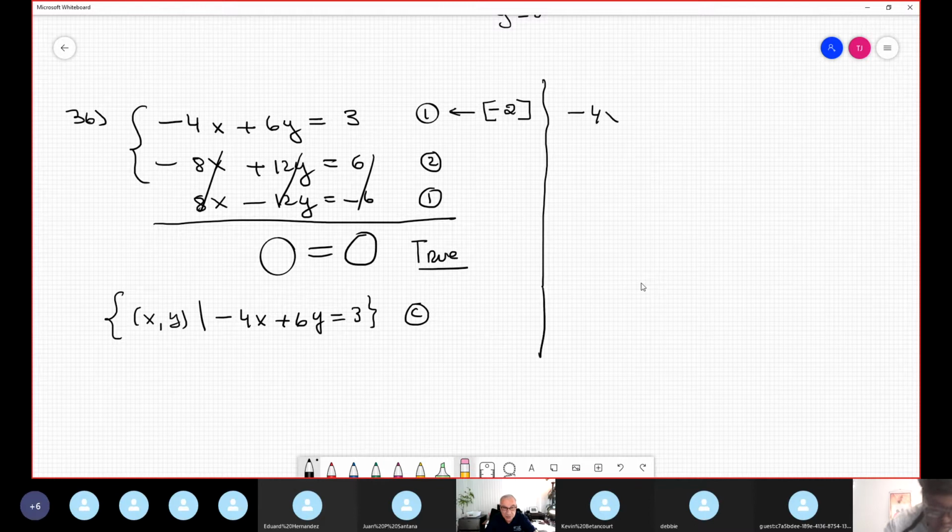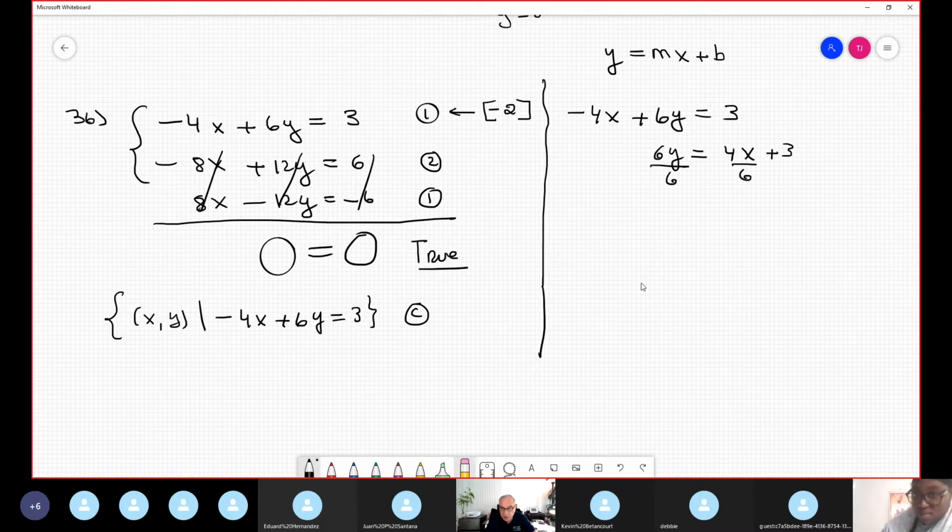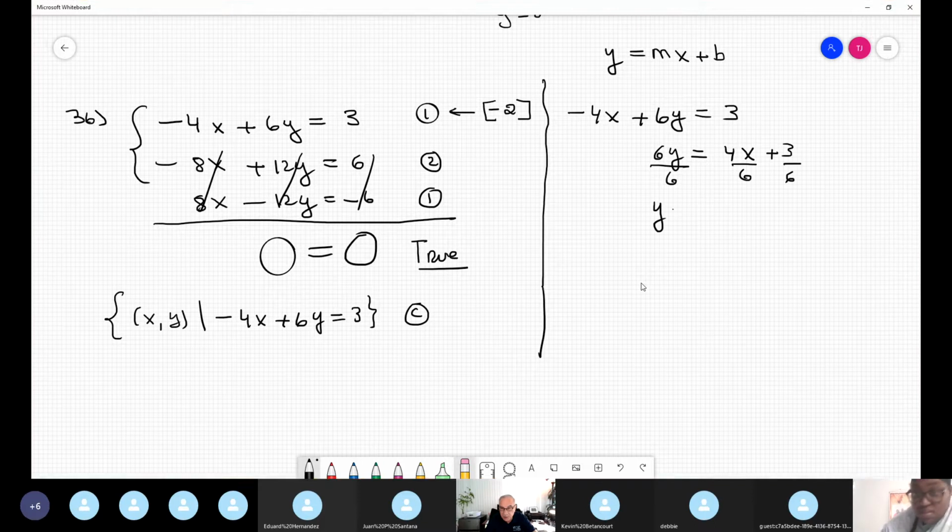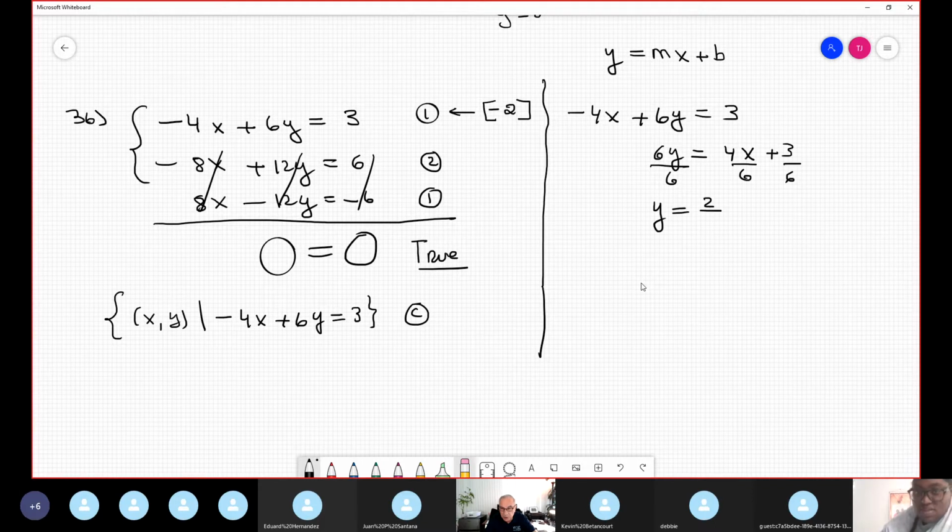Suppose the first one, -4x plus 6y equals 3. You solve for y because my goal is expressing it in slope-intercept form. Solve for y: 6y is equal to 4x plus 3, divided by 6, divided by 6, divided by 6. And you reduce to lowest terms. 4 divided by 2 is 2, over 6 divided by 2 is 3: 2/3 x plus 1/2. And this is the equation equivalent to equation 1, but in slope-intercept form.